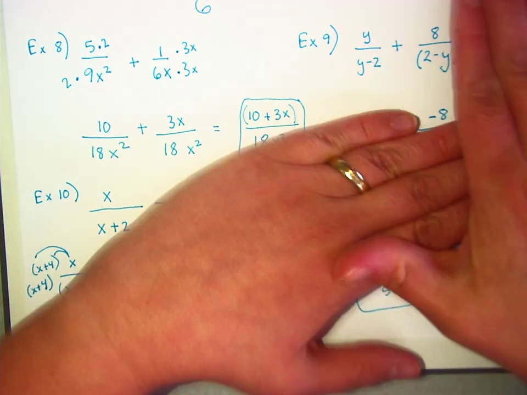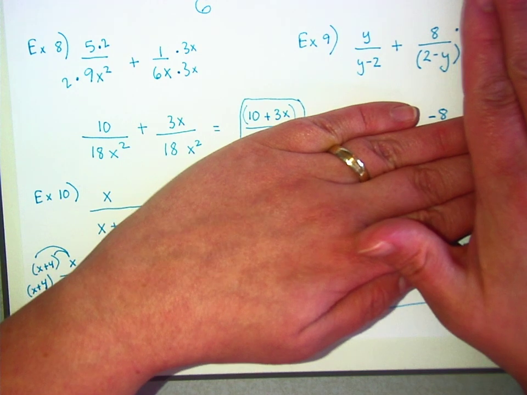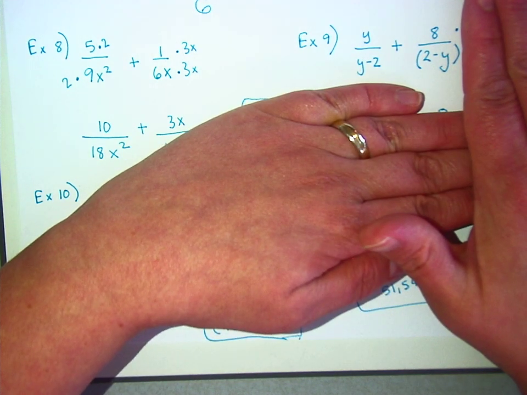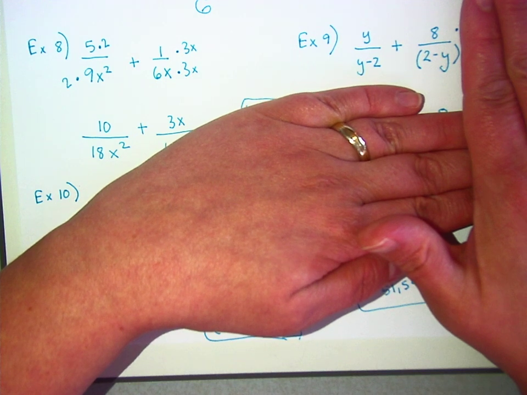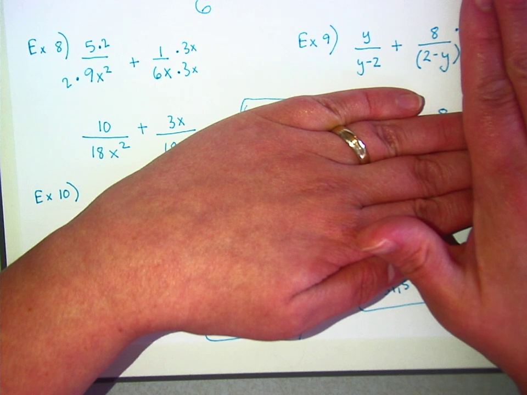Example 9 was a little trickier. It looks like this: y over y minus 2 and 8 over 2 minus y. So we had to make the bottoms the same, but they look similar right now, but they're not the same. One side is y minus 2, the other is 2 minus y. So on the left side, the y is positive and there's a negative 2. On the right side, we've got a positive 2 and a negative y.